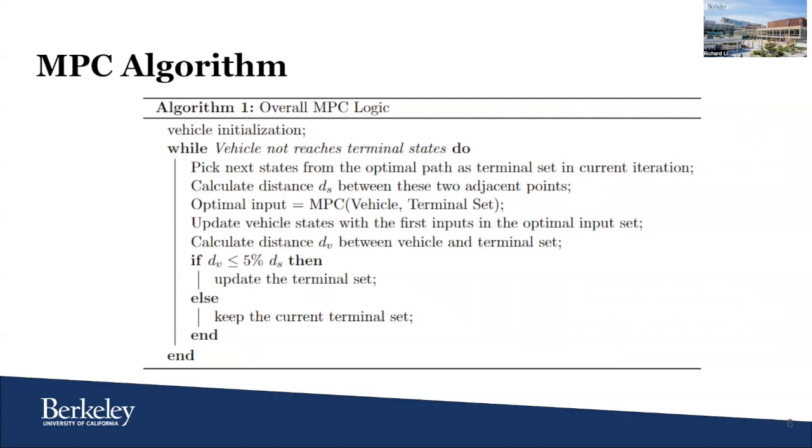And then the optimal input is obtained from the MPC, which is based on the vehicle dynamics and also the terminal set. And then we update the vehicle states with the first input in the optimal input set. And then we calculate another distance called dv between the vehicle and the terminal set. So how do we determine whether or not to iterate the terminal set from the optimal path? If dv is less than or equal to 5% of ds, then we say the vehicle is close enough to the point we wanted to get, and then we choose the next point from the optimal path set to be our next terminal set. So the MPC can keep running. Or if dv is not less than or equal to 5% of ds, we keep the current terminal set. So we let MPC keep running until the 5% goal is achieved. Next slide, please.